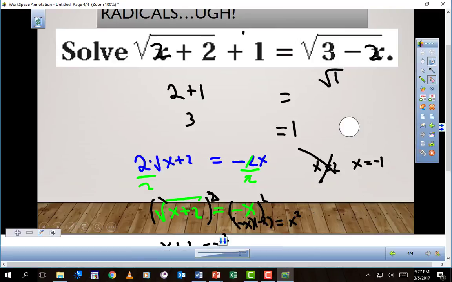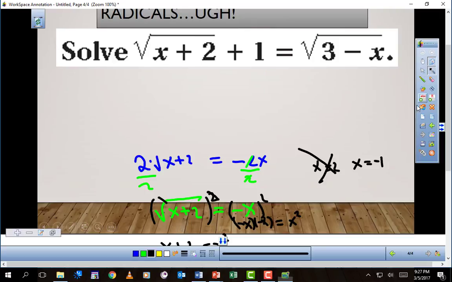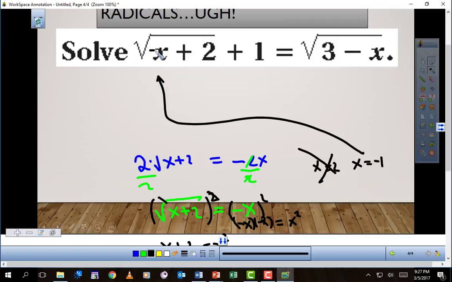Alright, so now let's restart. And let's try the other answer. If we put in a negative 1 here, well, that'll give us negative 1 plus 2. Negative 1 plus 2 is 1, and the square root of 1 is 1. And then we add that to the 1 here, and we get 2. Okay, so this side is 2.